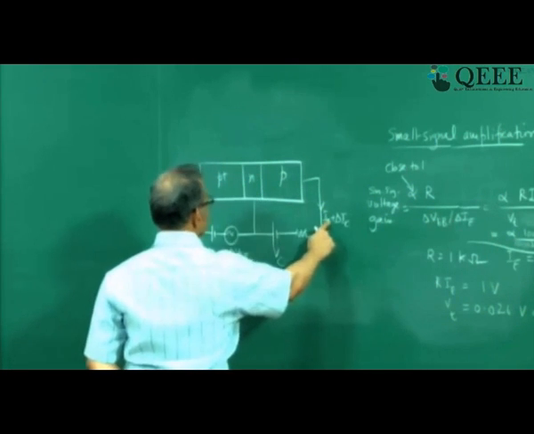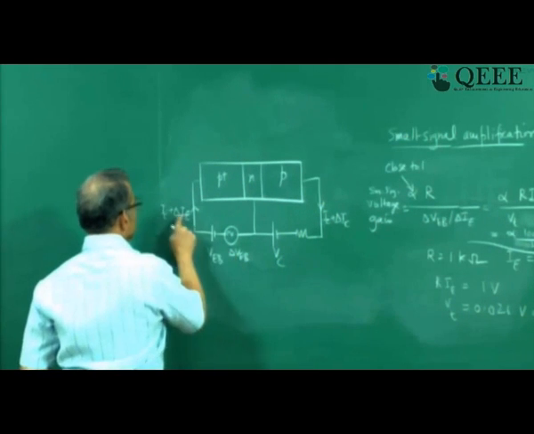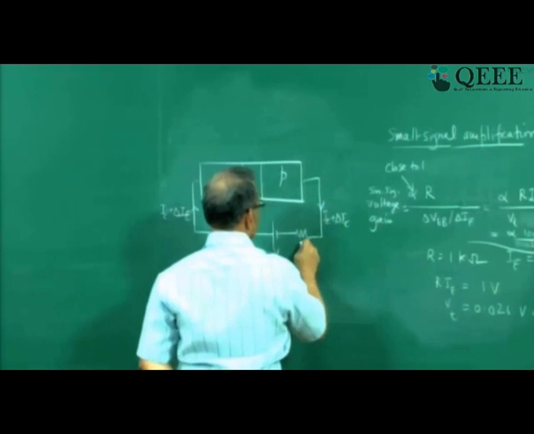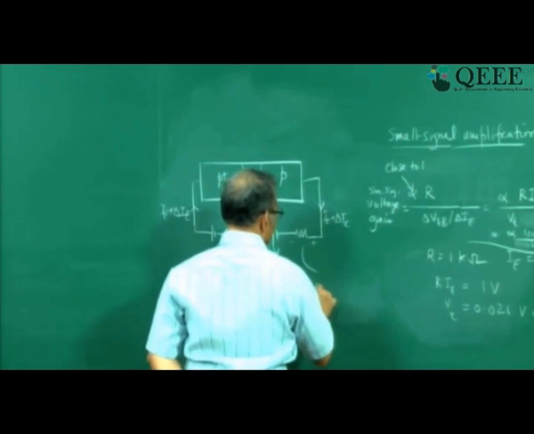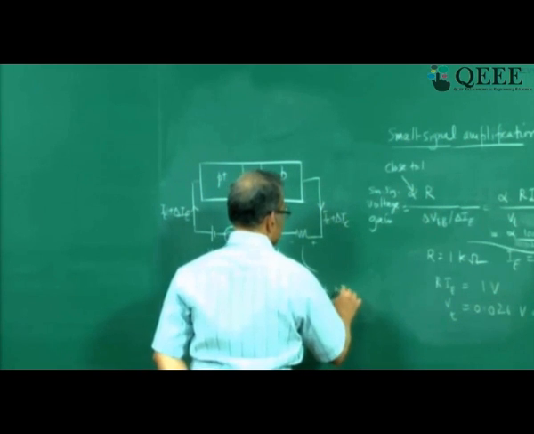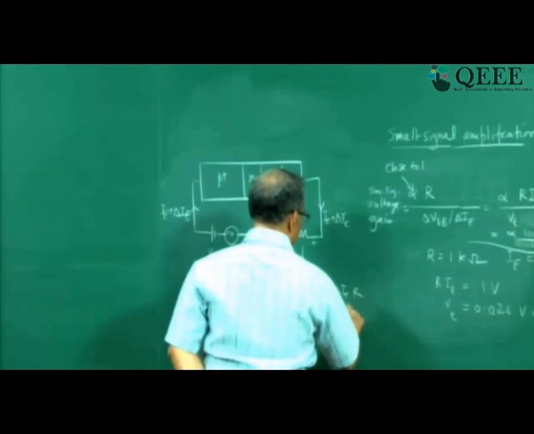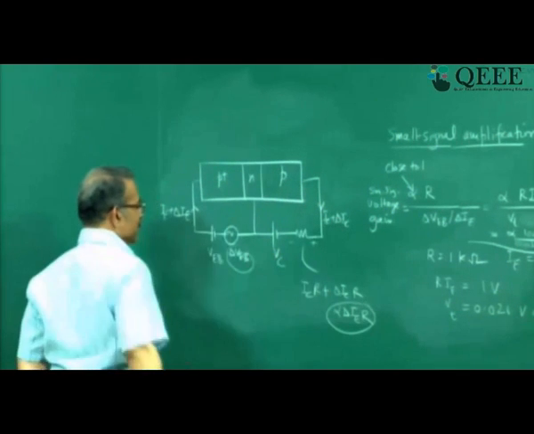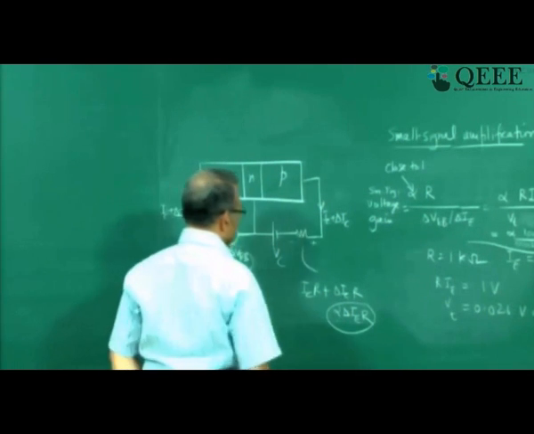So IC is because of IE, IE is because of VEB. Delta VEB is causing delta IE, that is causing delta IC, right? And here therefore your voltage drop is IC R plus delta IC into R. This delta IC into R we are writing as alpha delta IE into R. Now I compare this with this. This is very large compared to this. That is how I get voltage amplification.